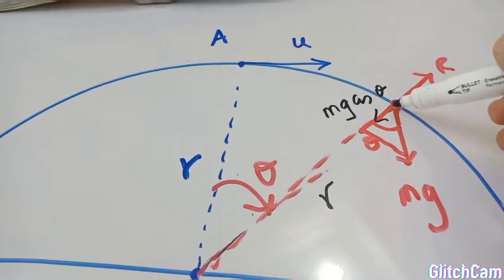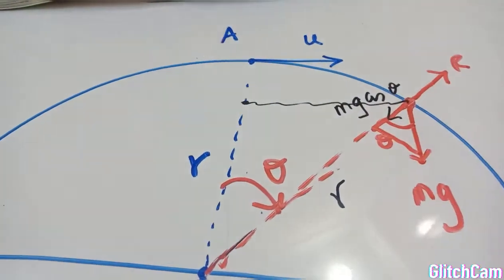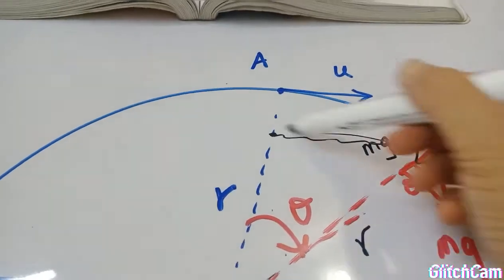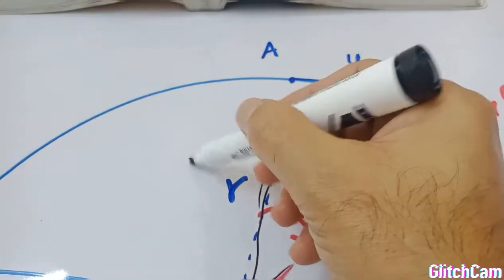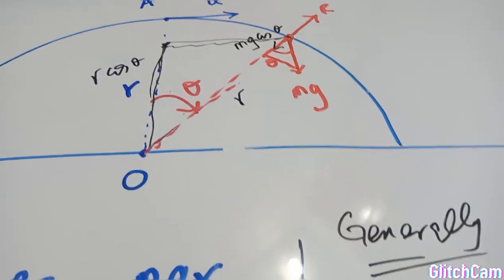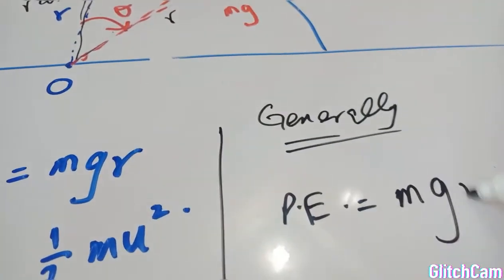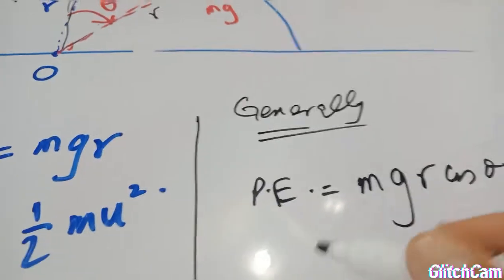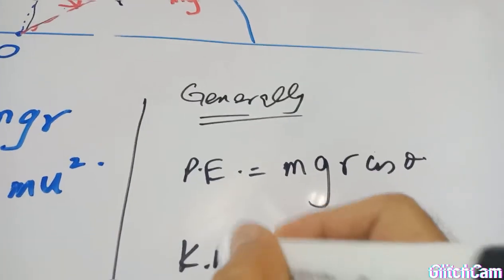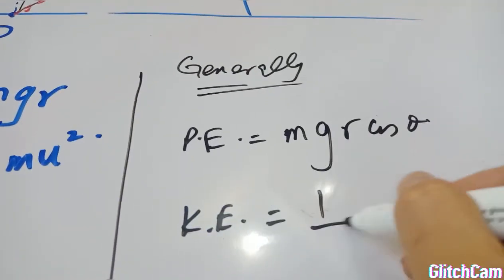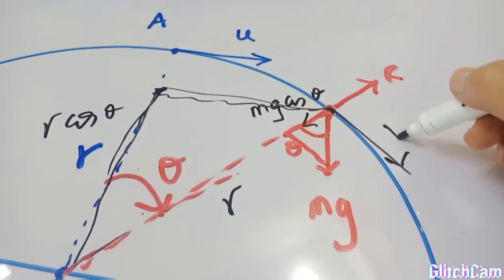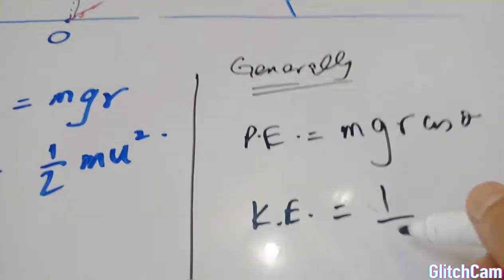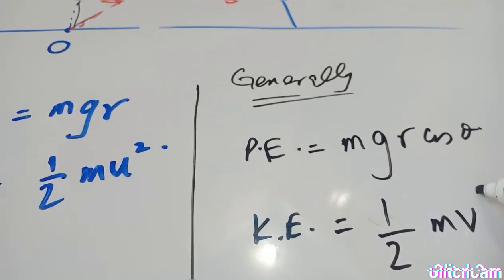We have to see how much this is over here. This is going to be r cos theta. So the potential energy is going to be mg r cos theta, and right now this is the velocity over here, so the kinetic energy is going to be half mv square.